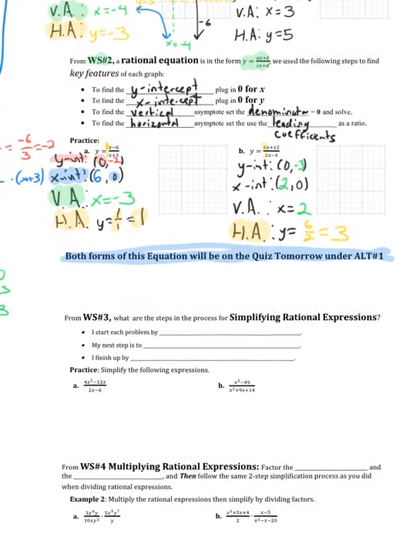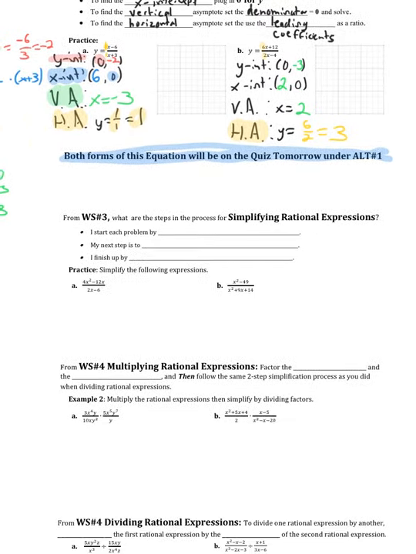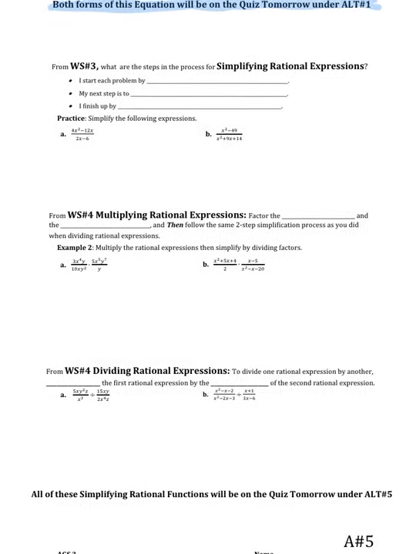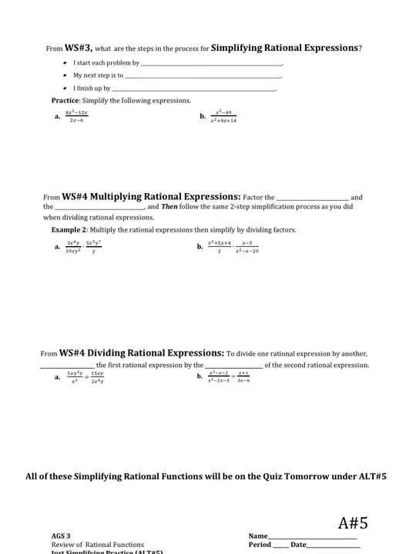Okay, so after going through those two problems there, the last couple things we talked about, worksheets 3 and 4, were simplifying rational expressions. Worksheet 3, simplifying rational expressions. We said we're going to start each problem by factoring the numerator and denominator. That's the first step.